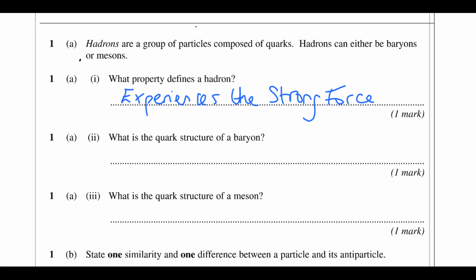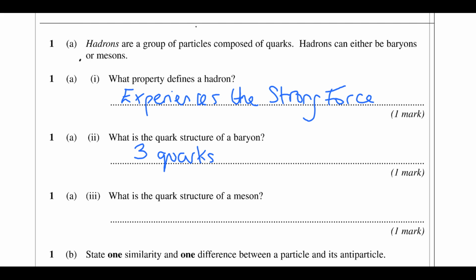So baryons have 3 quarks or antiquarks. That's what makes them different to a meson, which has a quark and an antiquark. So it has 3 quarks, and an antibaryon has 3 antiquarks.